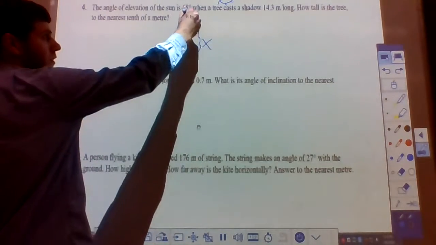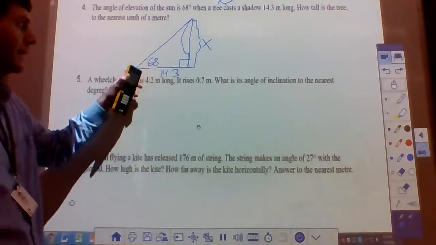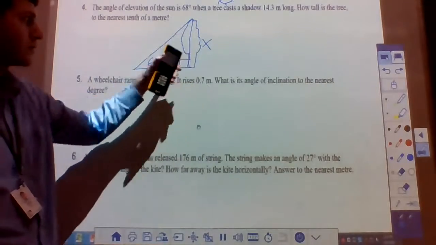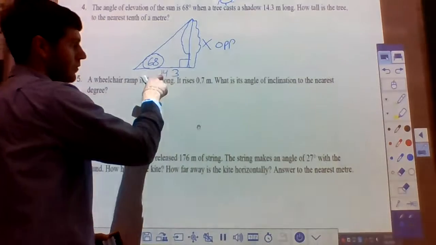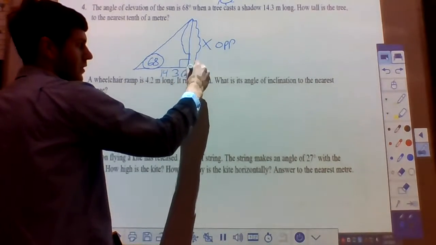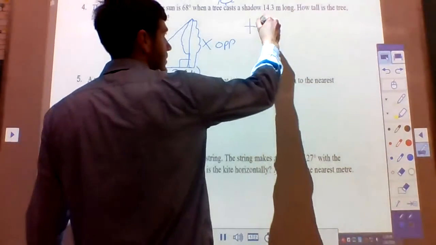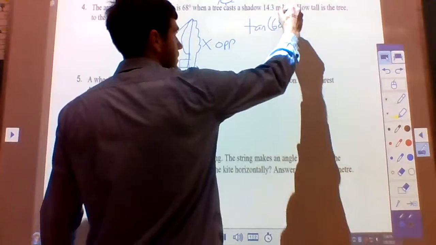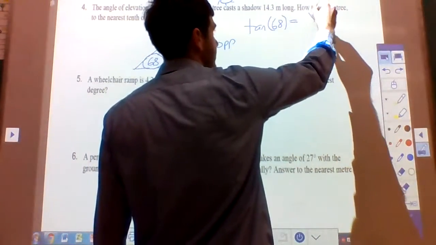So here's our right triangle. Hypotenuse is this length here. X is across from 68, so that's going to be opposite. 14.3 is next to 68 degrees, so that's going to be adjacent. So if we have opposite and adjacent, we want to use tangent. We're finding a side, so it's just the regular tangent. So tangent of 68 is going to equal opposite over adjacent, so that's x over 14.3.